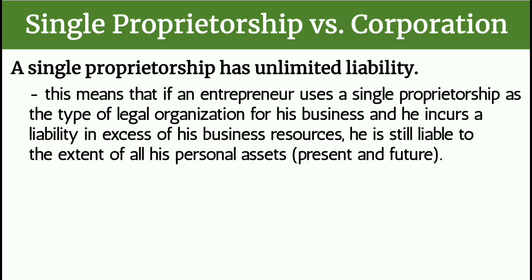Since kulang yung 40,000 pesos assets na pambayad dun sa 60,000 pesos liabilities, yung creditors, pwede nilang habulin yung owner ng sole proprietorship up to his personal assets. The creditors can go after the furniture of the owner, the car of the owner. Kung meron siyang farm, pwede rin, jewelry, house and lot, and others. Basta personal assets ng owner.